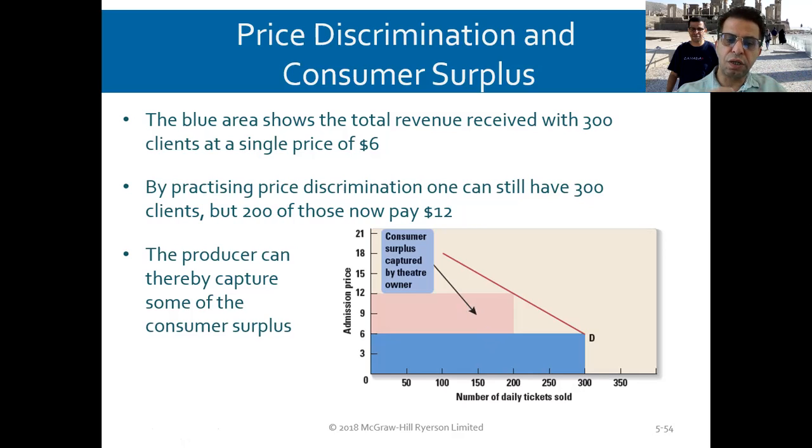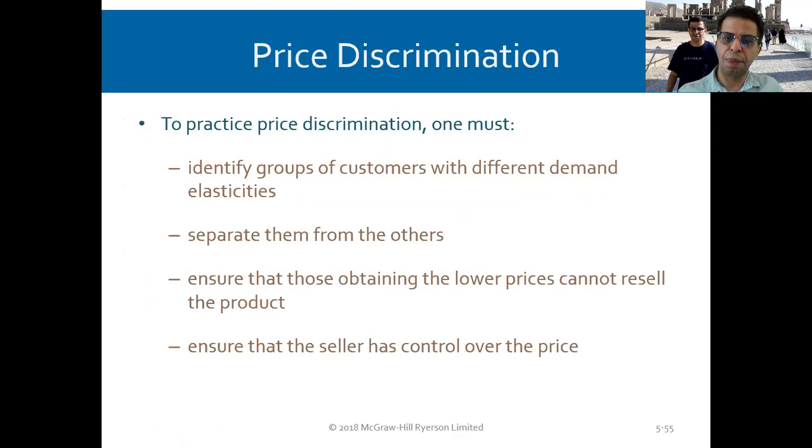So the producer can theoretically capture some of the consumer surplus, because when the price is higher, fewer people are willing to pay to buy that unit, only some selected people. So that's how they capture some of the consumer surplus.